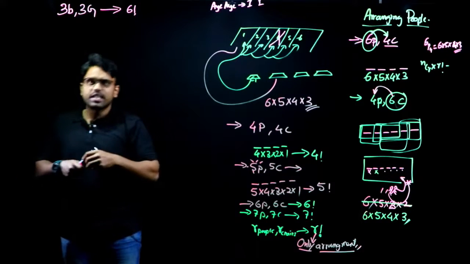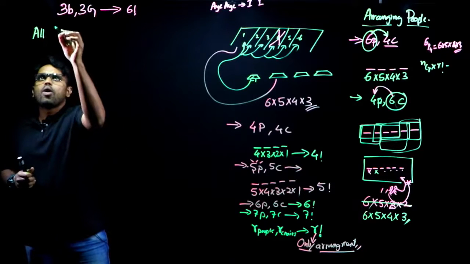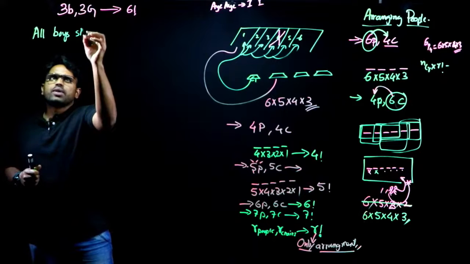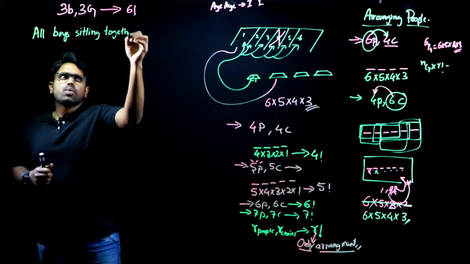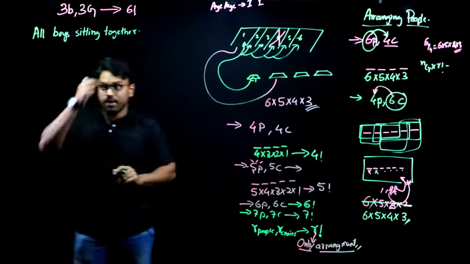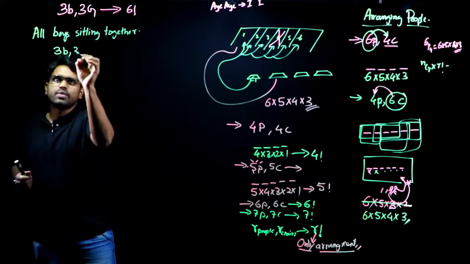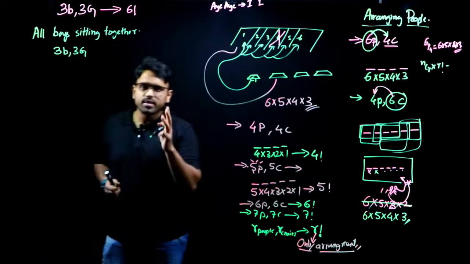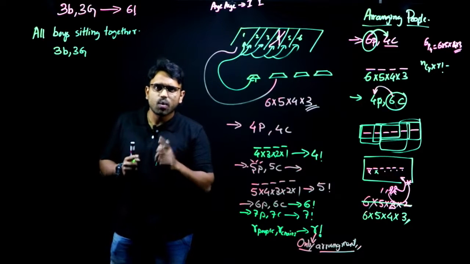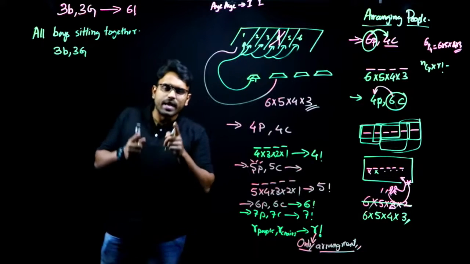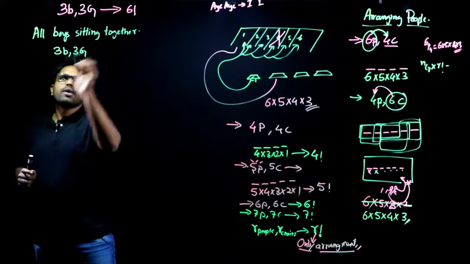Now, the first scenario that we'll go through here is all boys sitting together. Listen carefully. Everyone pay attention towards the screen. The question will remain the same: there are 3 boys and 3 girls, and all boys are sitting together. Whenever you do not understand the question, the first thing you have to do is write down the case.